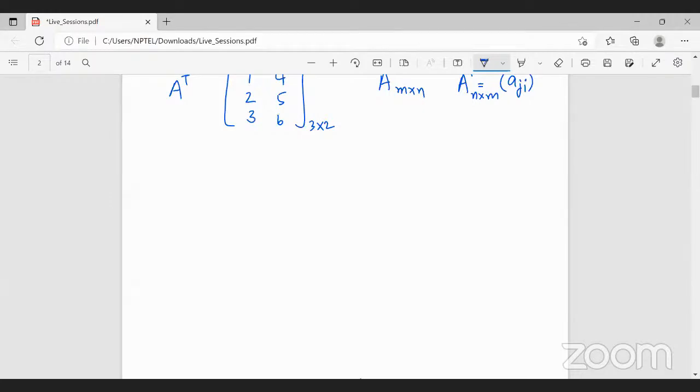Okay. Then comes system of linear equations, right? What is a system of linear equations?